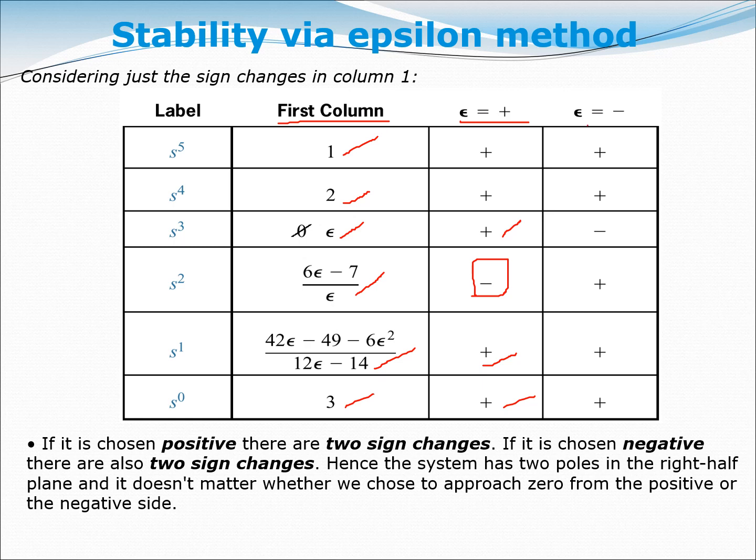Besides that, you can also treat epsilon as negative. The answer is the same. You will also get 2 sign changes.